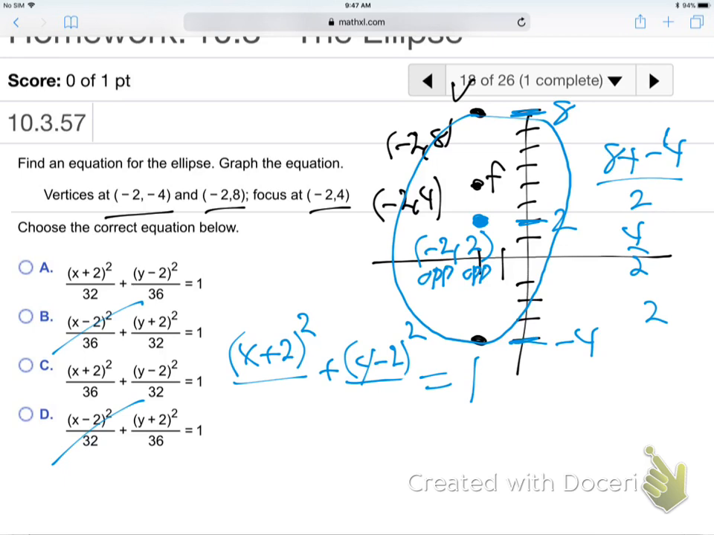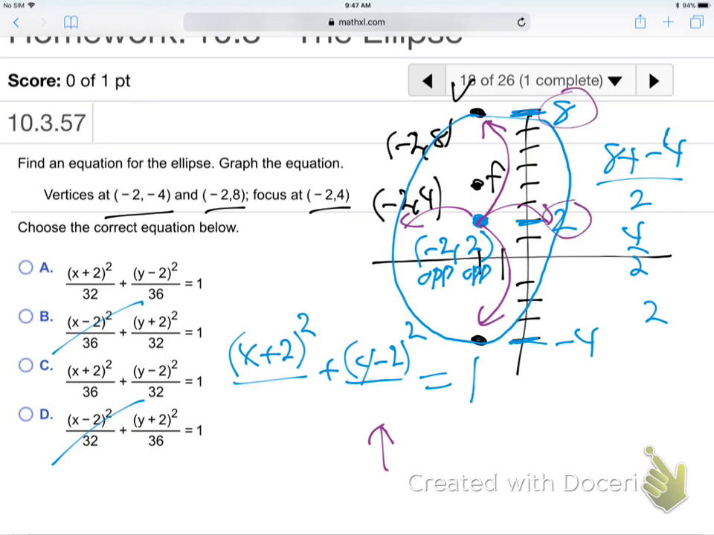Now, how do we find out what goes in the bottoms of the x and the y to finish out the equation? What do we do? Whatever goes, the longer direction is the y. So how far up and down, that's whatever goes underneath y, and how far right and left is what goes under x, right?